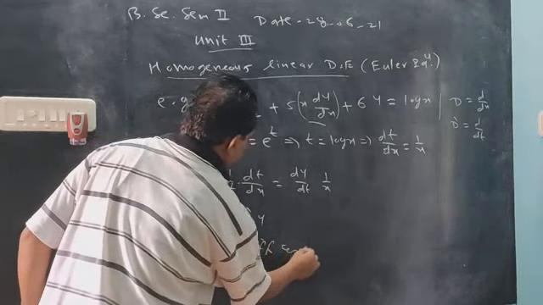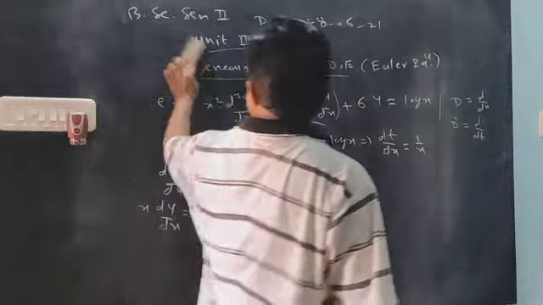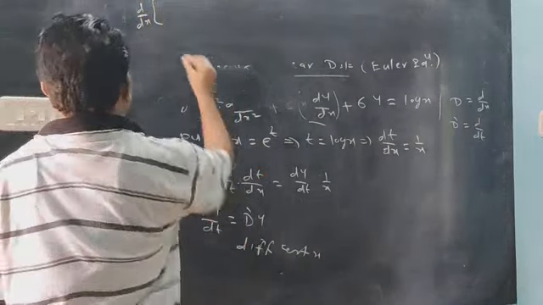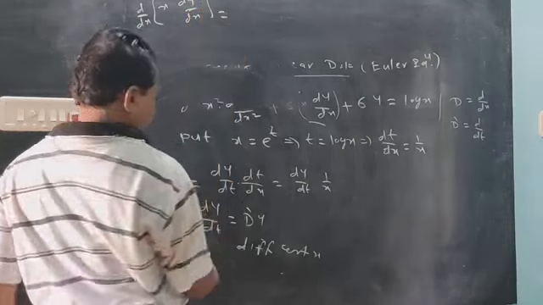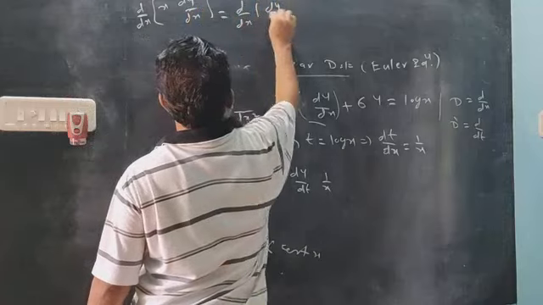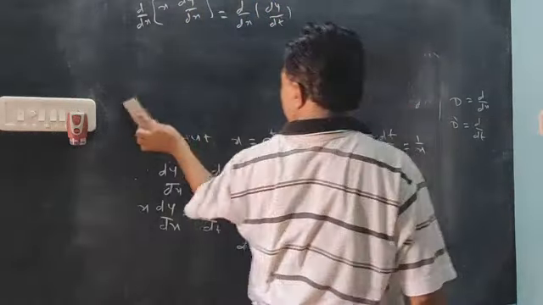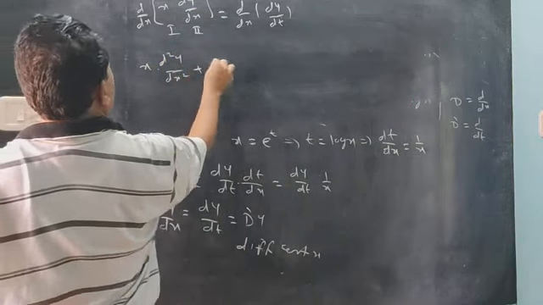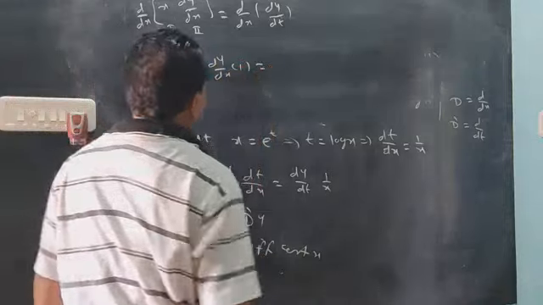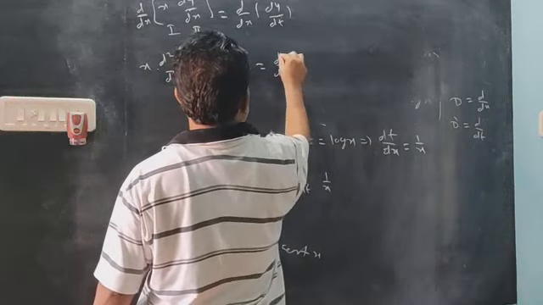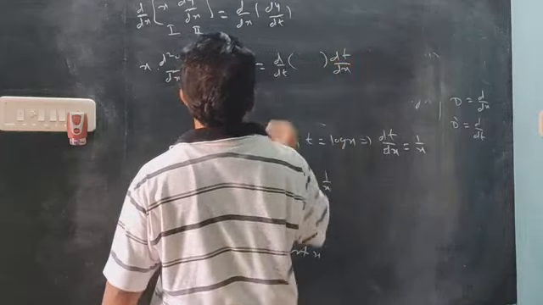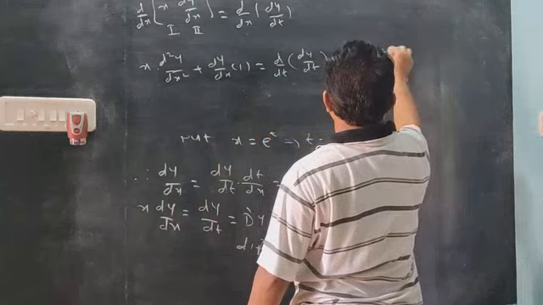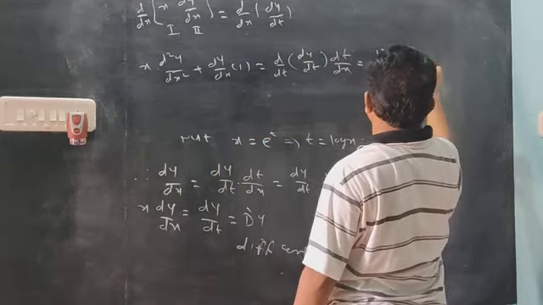So again differentiate with respect to x. D by dx of x into dy by dx on the left side, and on the right side d by dx of dy by dt. Now here, by the product formula, the derivative of dy by dx is d square y by dx square, secondly dy by dx stays the same since the derivative of x is 1. On the right, with respect to x, again the chain rule: d by dt and dt by dx. Therefore, this is d square y by dt square times 1 by x.